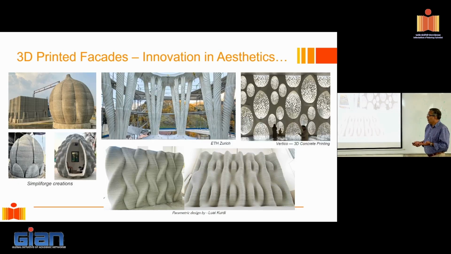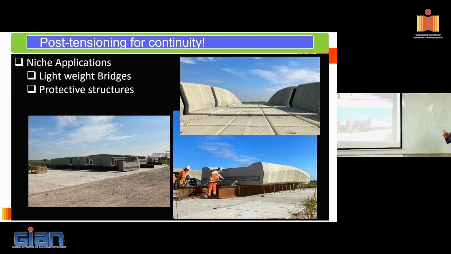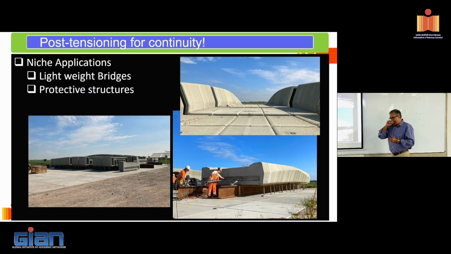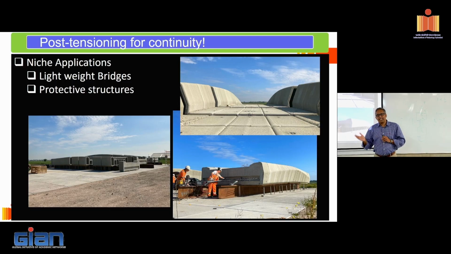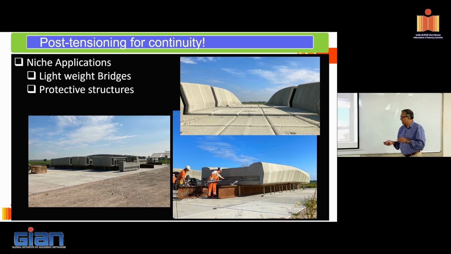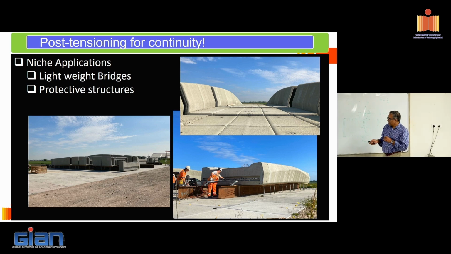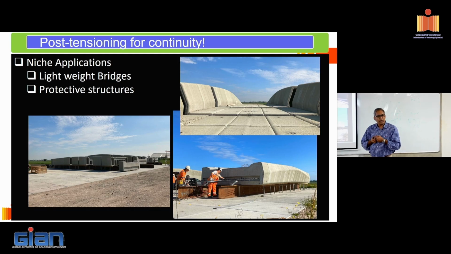Okay. Now, one of the clever uses of printing is this. When I have printed elements and they're off-site printed, right? How can I bring continuity between these elements? One of the quickest ways to do it is by post-tensioning it. And this is something that is done in the Netherlands, where they basically printed this segment. So this is basically like a bridge, where different segments had different shapes, right? And basically they were strung along by PT. So basically continuity between the elements was brought about by post-tensioning.